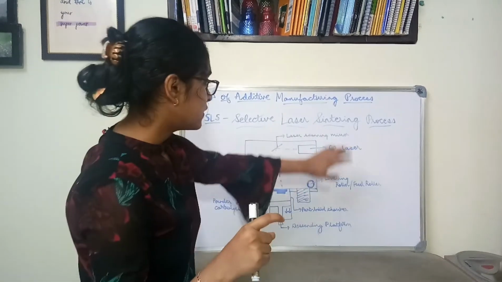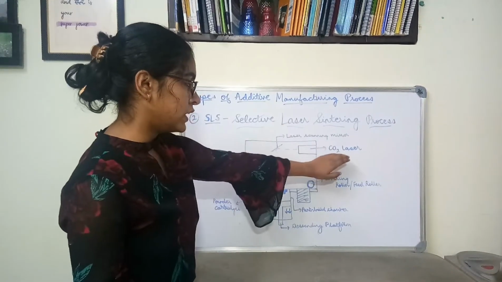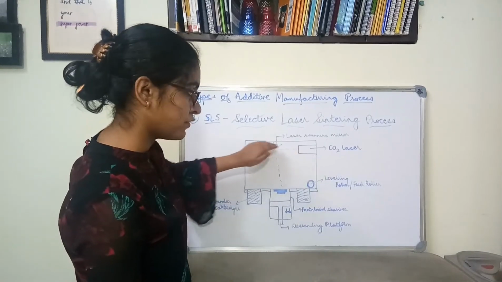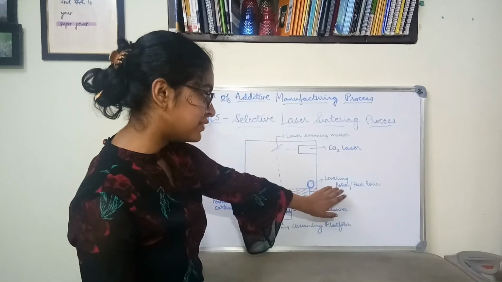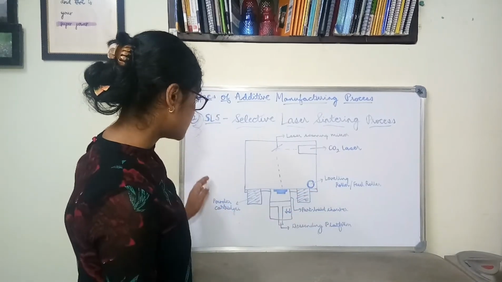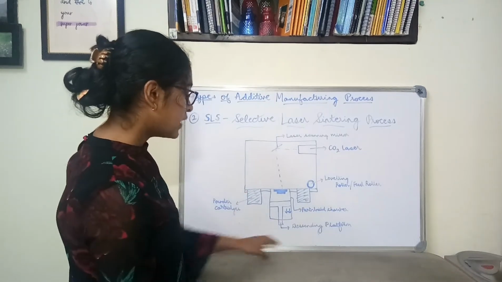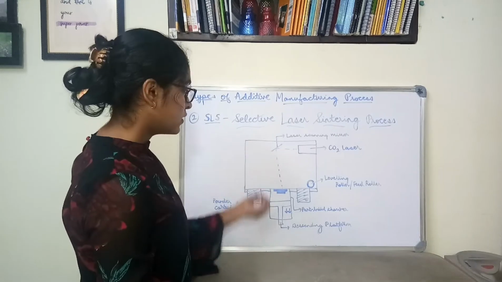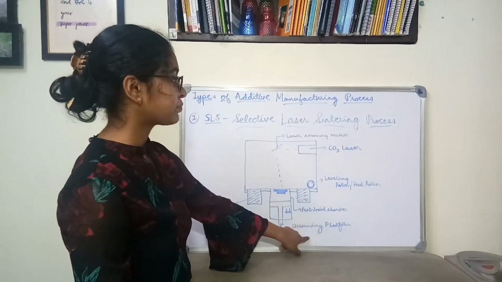In this case, the different components of the SLS process include a carbon dioxide laser source, a laser scanning mirror, which is used for reflection purposes, a feed roller or a leveling roller. It consists of powder cartridges on either side of the part build chamber, and this part build chamber is where the final product gets formed, and then it consists of the descending platform.